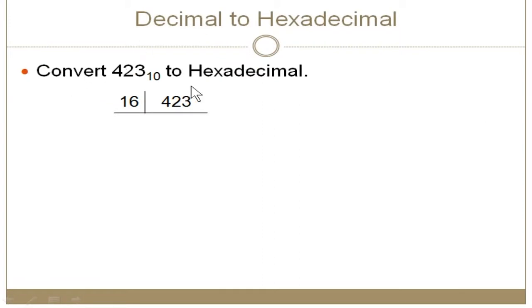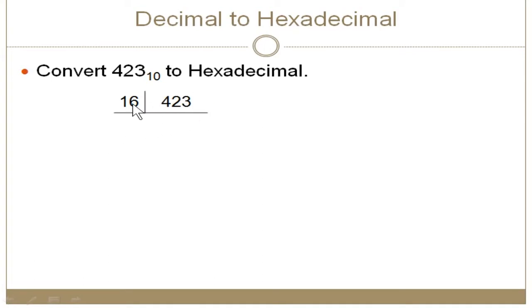You have to use the same method as in the previous videos you have seen. You are going to convert from decimal to anything using the repeated division method. You are going to divide by 16, since you are converting to hexadecimal. So convert 423 base 10 to hexadecimal.